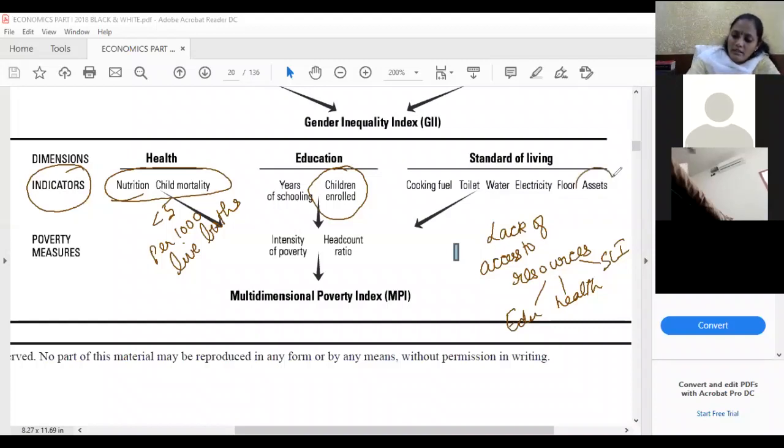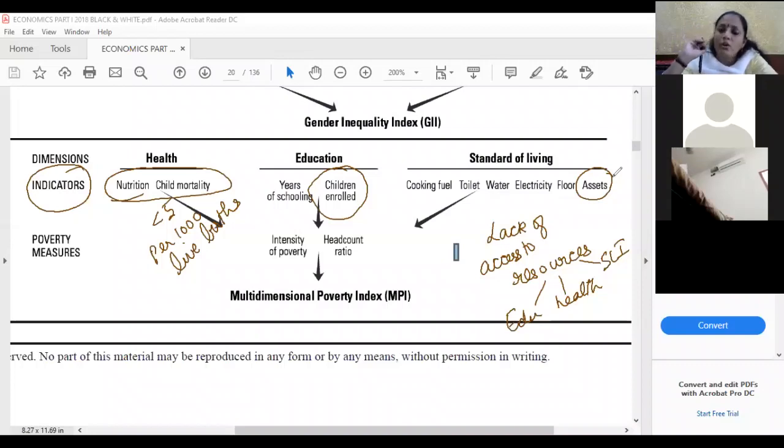Then you can look at the last word, which is the assets. In case of the assets, you can be talking about whether they have a fan, a table, a chair, and the cot and the bed. So there are many minimal things which a household is expected to have. Looking at all of these things, you can decide about the standard of living.